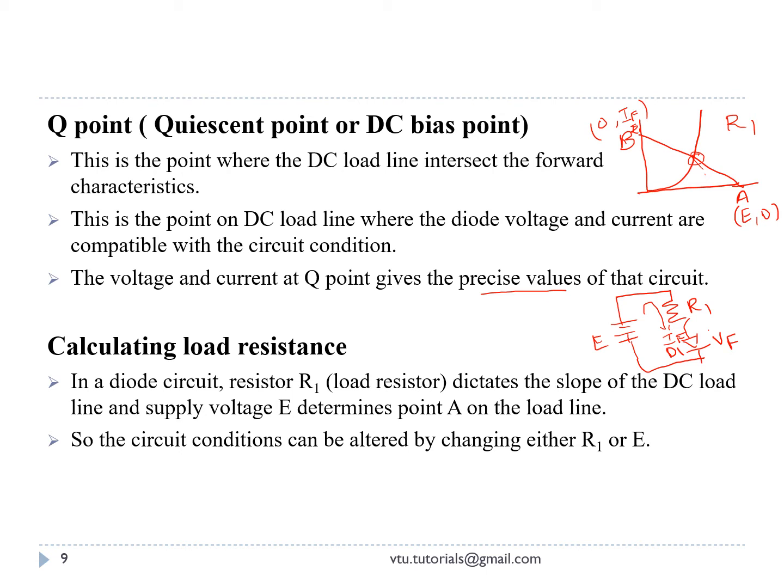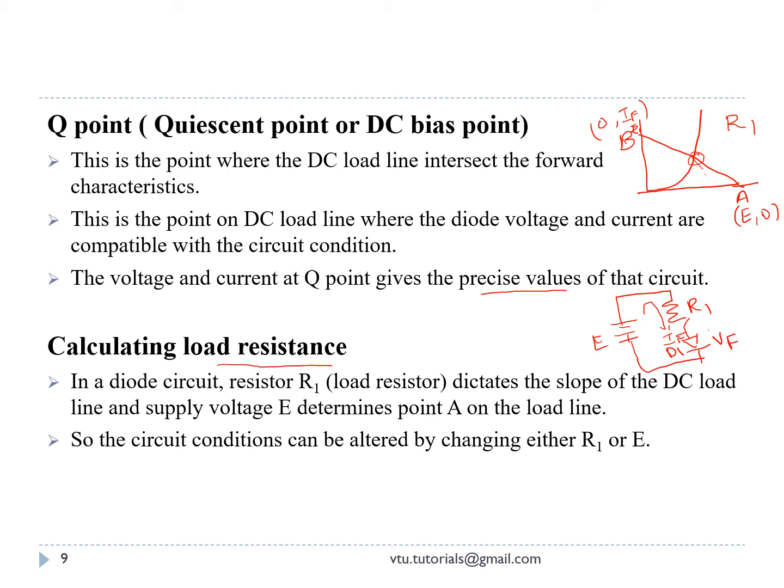So next, let's consider calculating the load resistance. In the previous slide, we saw how to draw the DC load line. Using this DC load line, we can determine the parameters of the diode. Knowing the values of E and I, we can determine R1; knowing E and I, you can determine Vf. Like that, some of the parameters can be determined. So now with the DC load line, let's see how to calculate the load resistance R1.